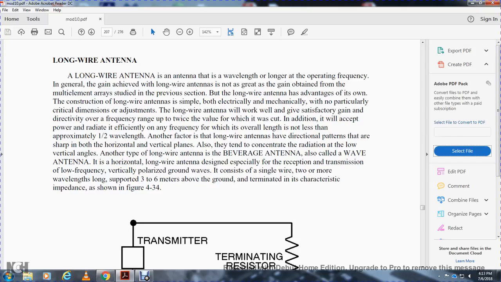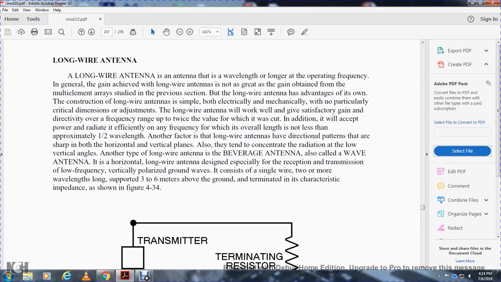A long wire antenna is an antenna whose length is several wavelengths at the operating frequency. In general, the gain achieved with a long wire antenna is not greater than the gain obtained with a multiple element array studied in the previous section, but the long wire antenna has advantages of its own. The construction of a long wire antenna is simple, both electrically and mechanically, with no particularly critical dimensions or adjustments.